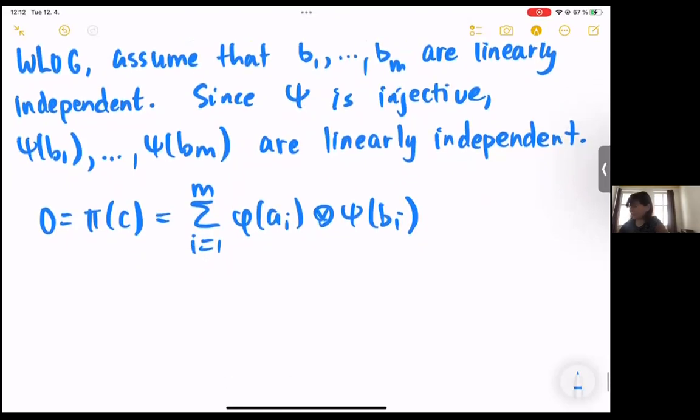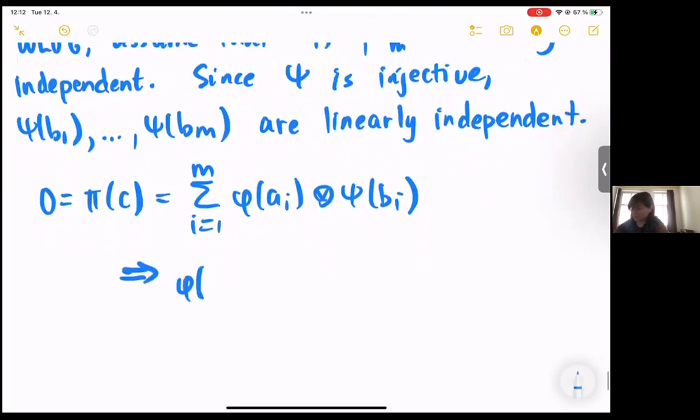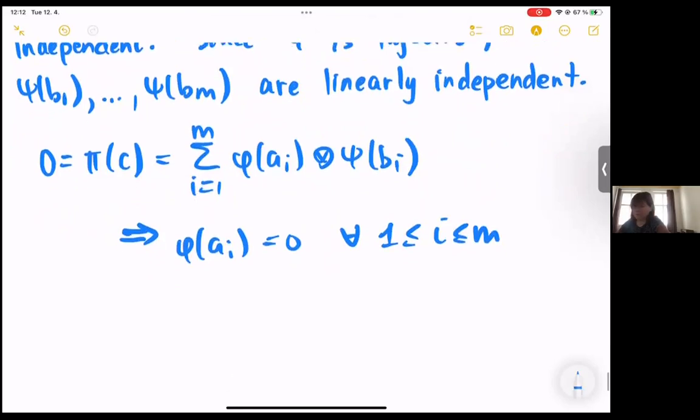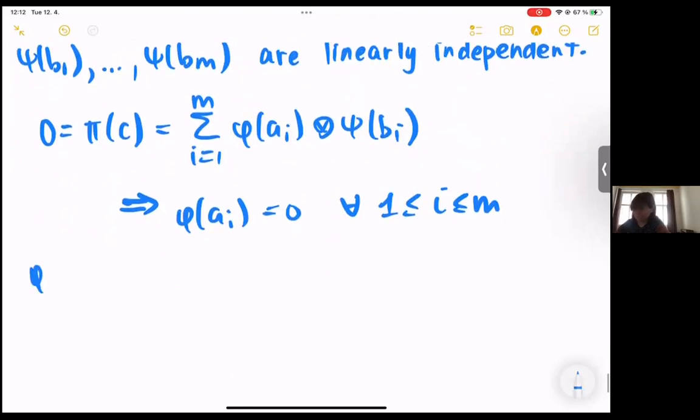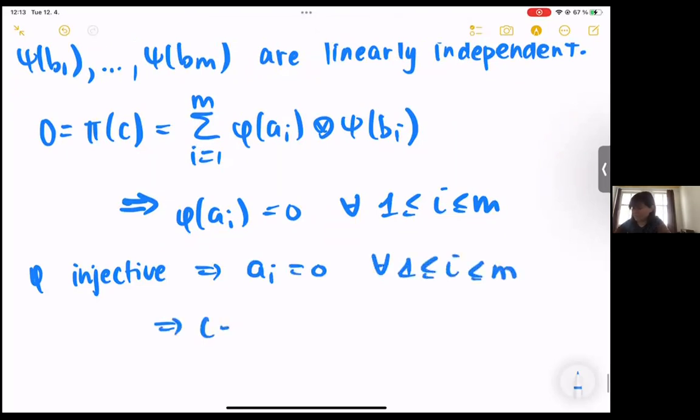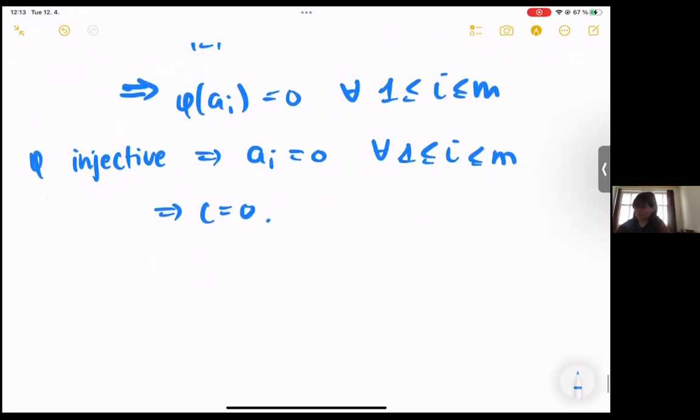These are linearly independent, so we get that it must be the phi of a_i's that are 0. But phi is also injective, which means that the a_i's themselves were 0, which means that c is 0, and so pi is injective.